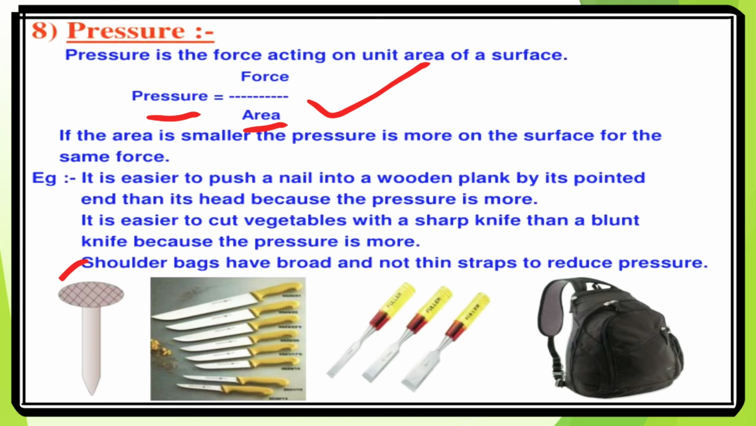You can see this nail. Whenever you put this nail into a wooden plank, you have to apply more pressure. Why is it so? Because the cap area is very small, and if you push on that cap very well, the nail will go easily inside the wooden plank.